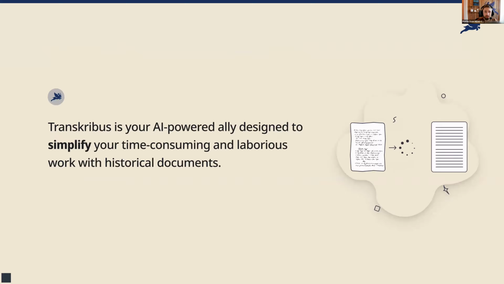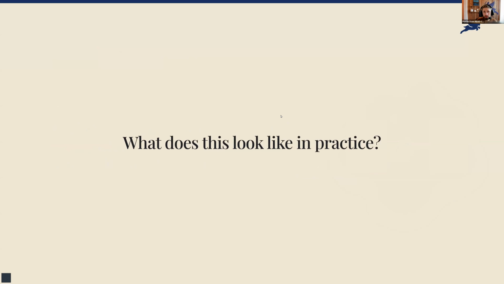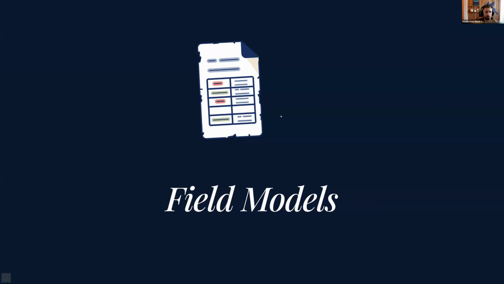With Transkribus, as you probably know, we try to really deliver an AI ally to you that you can use to simplify your time-consuming and laborious work, so you can focus on the fun part of working with historical documents. So how does that look in practice? Now I will hand over to my colleague and we will start having a closer look at the actual work when you work with field models in Transkribus. So take it away.